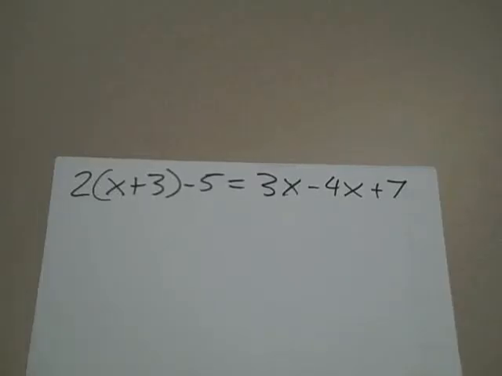Okay, if we weren't able to follow that stop motion there, I'm going to give you a little video clip here as we go through and try and solve the equation 2 times the quantity x plus 3 minus 5 equals 3x minus 4x plus 7.